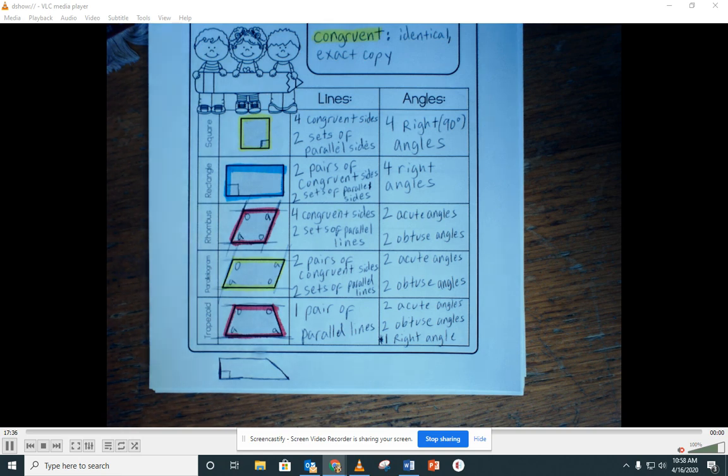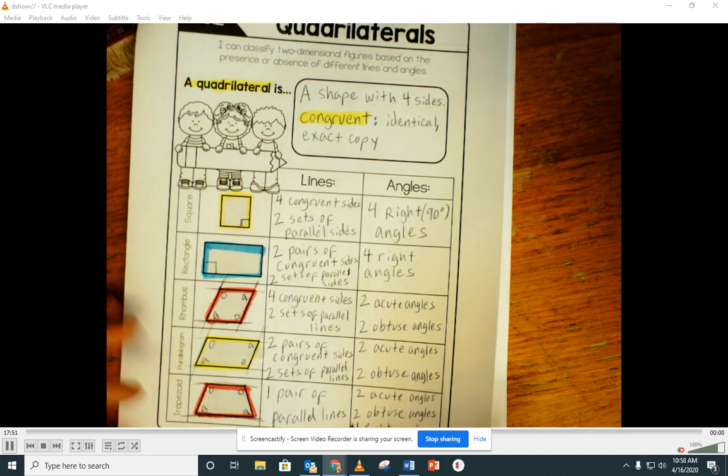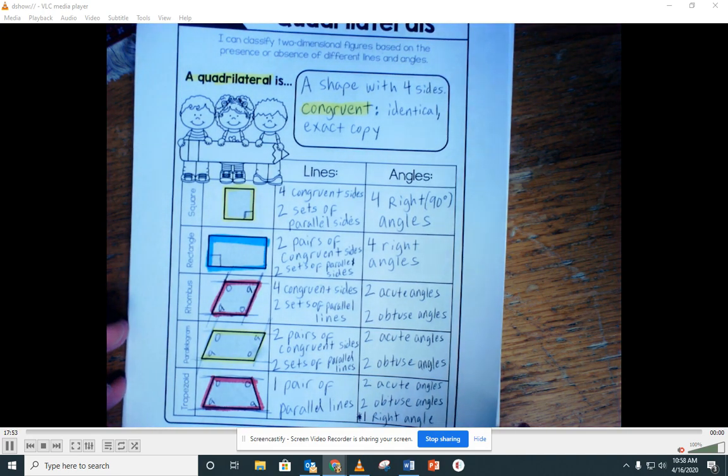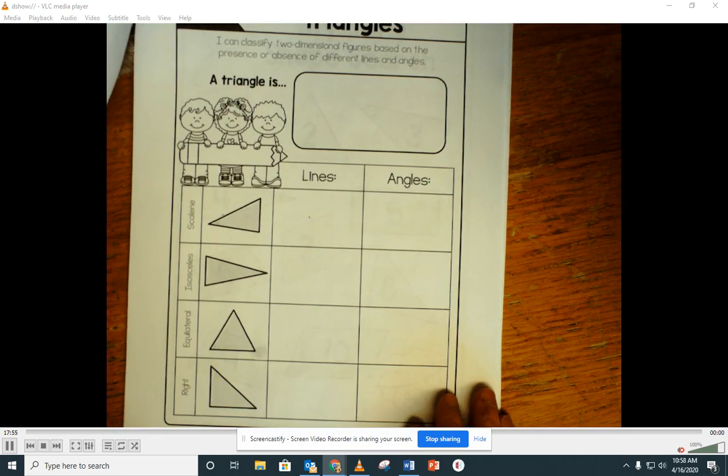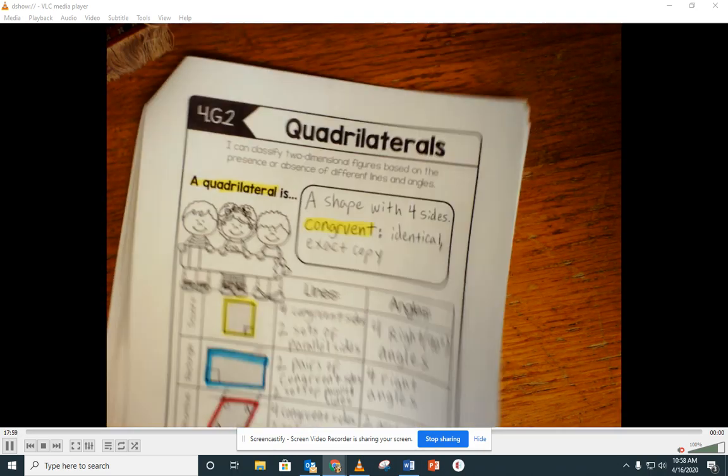That's the end of lesson 4. And there will be a supplementary or extra video posted about quadrilaterals with your assignment. So watch that video too. And tomorrow for the next lesson, we will talk about triangles.